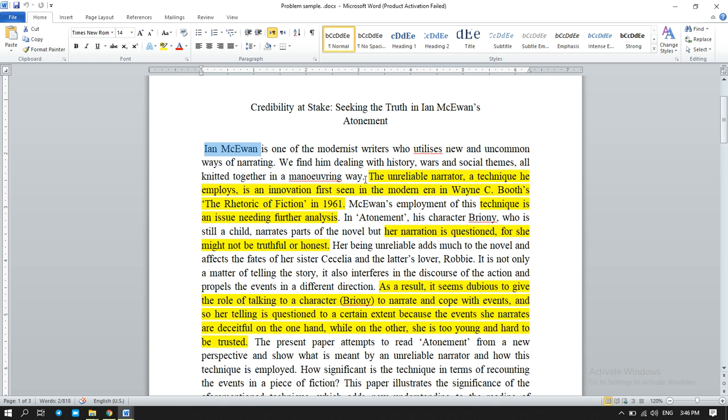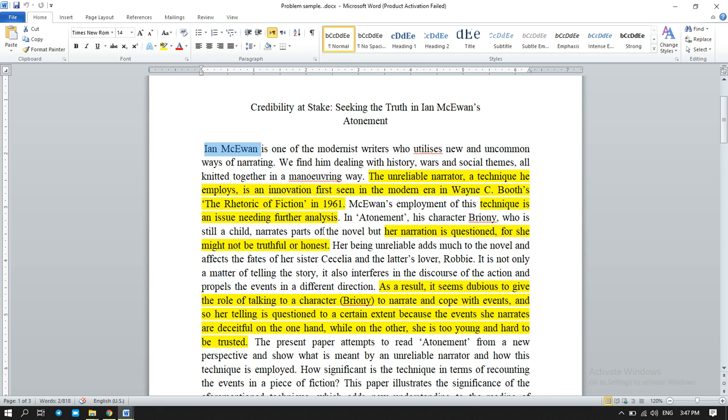While watching the movie, I noticed that the narrator used in the movie is not reliable, is telling lies in order to deceive the reader or to carry out some kind of plan. Of course, this is according to the writer's instructions and writing. So I said the unreliable narrator, a technique the writer Ian McEwan employs, is an innovation first seen in the modern era in Wayne C. Booth's The Rhetoric of Fiction. This is a book from 1961. McEwan's employment of this technique is an issue needing further analysis.